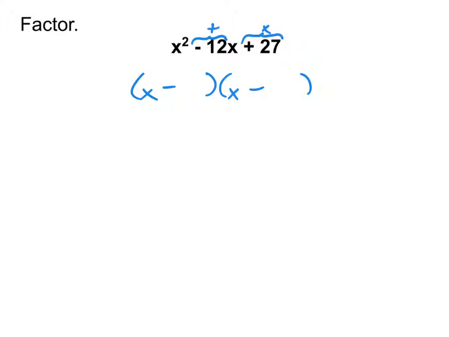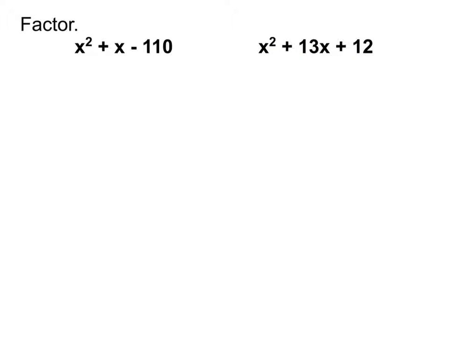And then it's just a matter of how do we get the 12 and the 27, and it should be coming up with 9 and 3. And so there's our final factored form. This is what we're going for. Continuing with that practice, please factor these two.